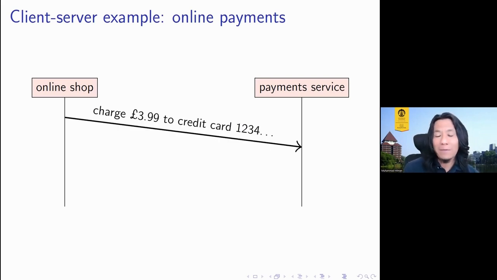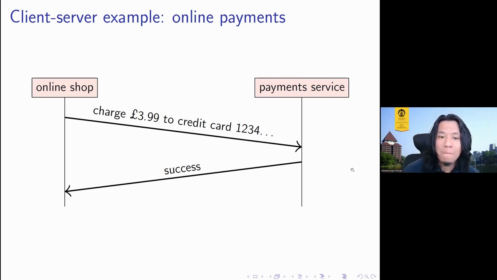For example, let's assume that someone has bought some clothes in this online shop. The online shop asks us for the credit card number, and then sends a request to the payment service to charge the credit card with the amount of our transaction. Then the payment service says success. After that, the online shop will send the clothes to us, right? Simple as that. The problem here is that the payment service has a different program than the online shop. So there are two different programs involved here.